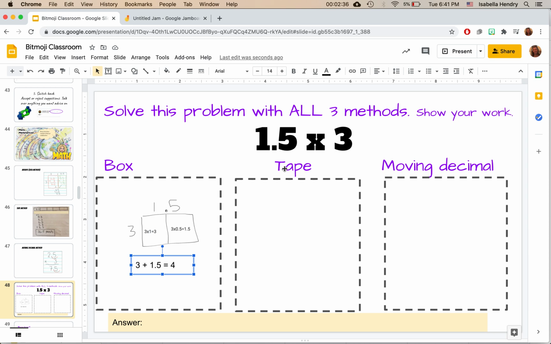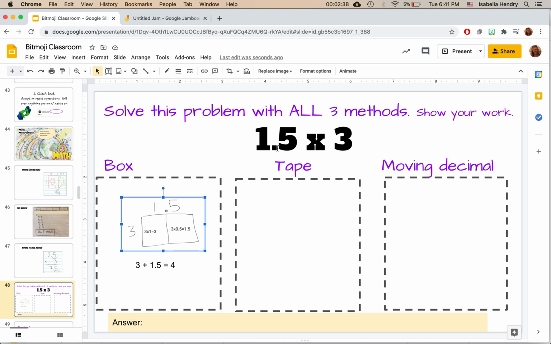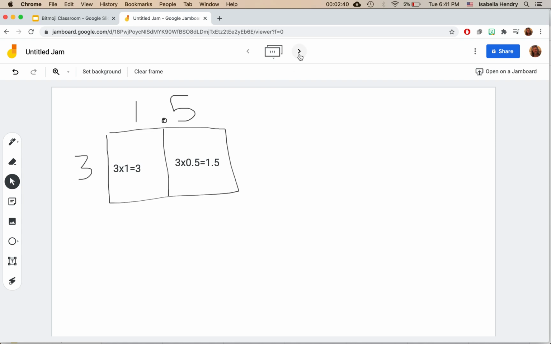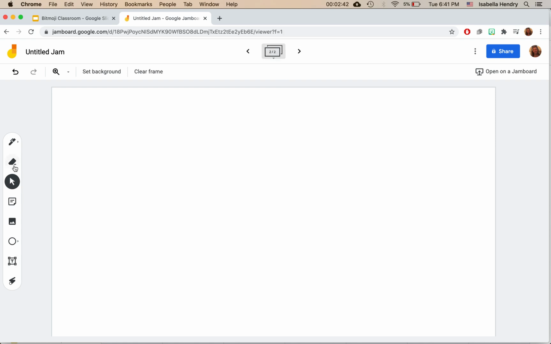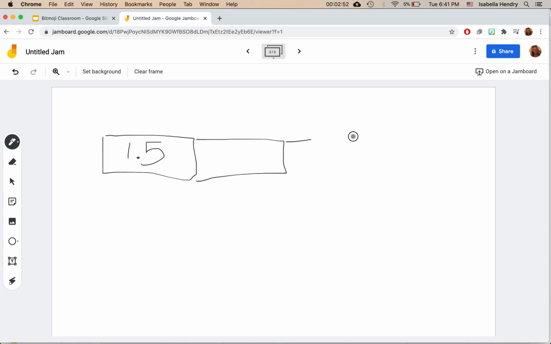So let's move on to the tape method. And it's the same thing. It's 1.5 times 3. So I know that I'm going to have my number of 1.5. Yeah, I'm definitely going to let you guys handwrite this because it's going to be way easier. 2 and 3. I hope your boxes are prettier than mine. So I'm showing that I'm doing 1.5 3 times, and then I'll add it up down here.